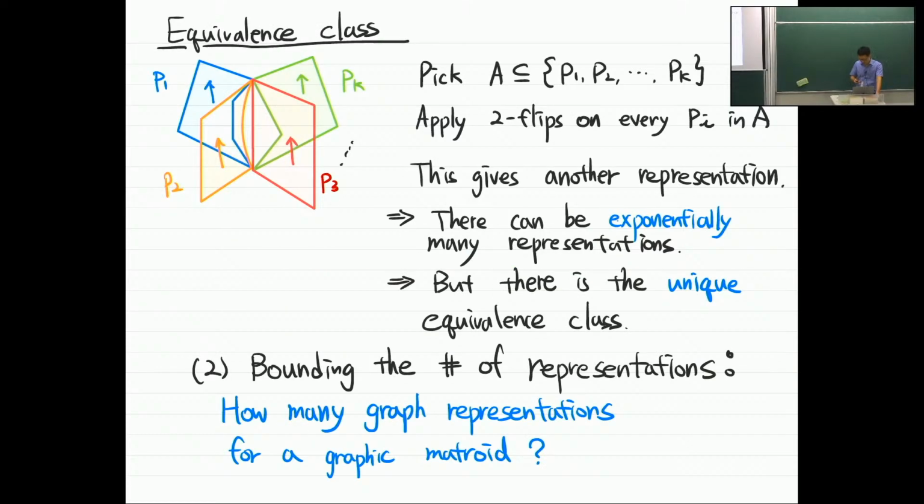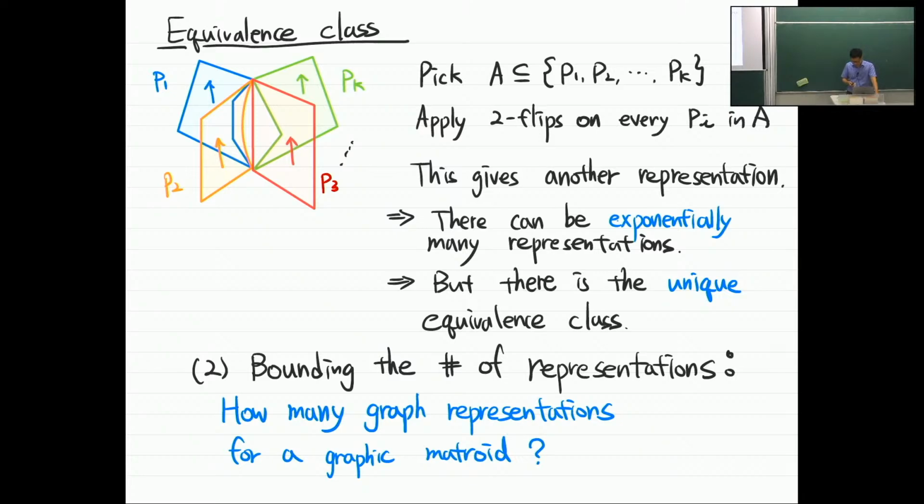Consider this example. This graph has many subgraphs, P1 to Pk, and they share two common vertices in the middle. Pick a subset A of the Pi's, and we apply two-flips on every Pi in A. So those are two-flips. We can get another representation for the same graphic matroid. Because we pick A arbitrarily, this implies that there can be exponentially many representations.